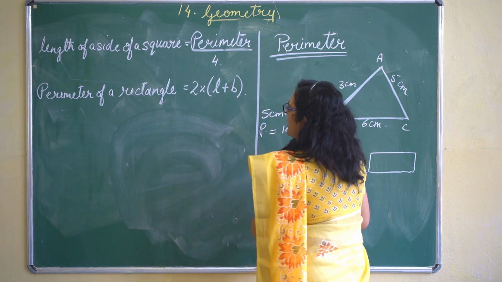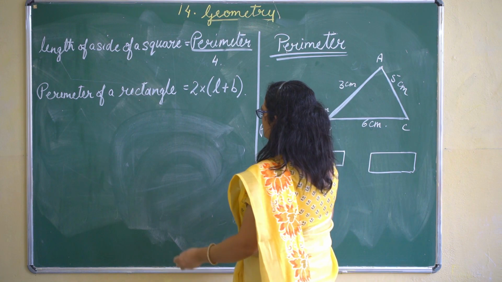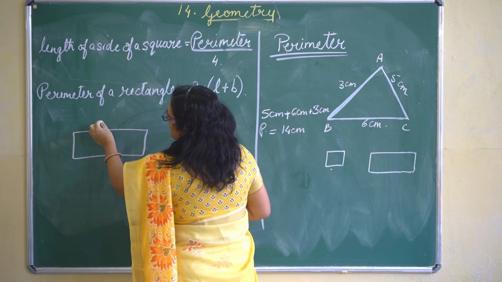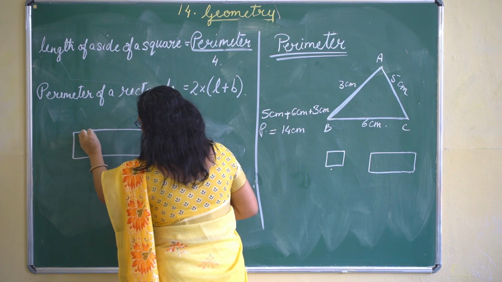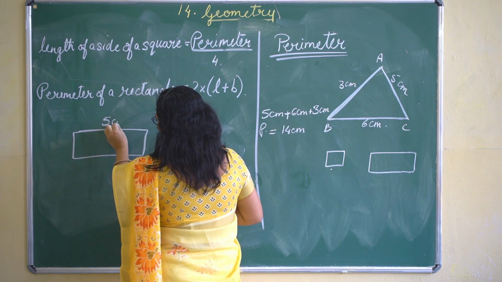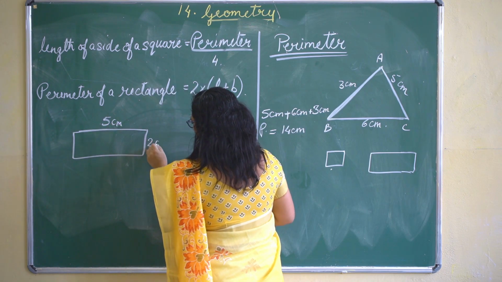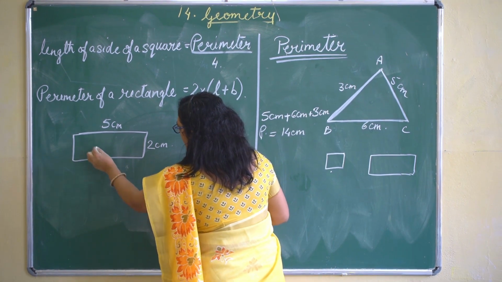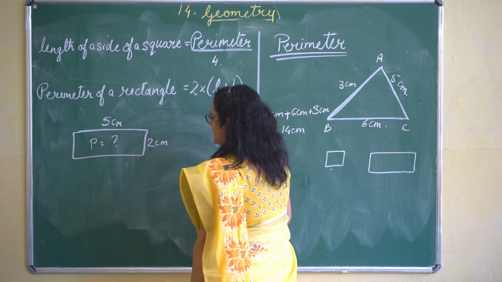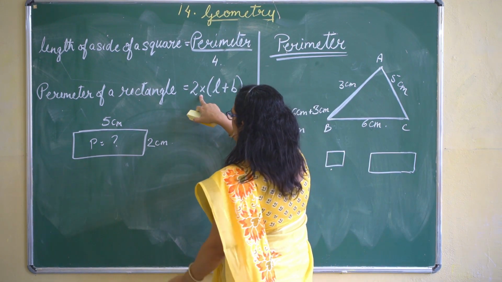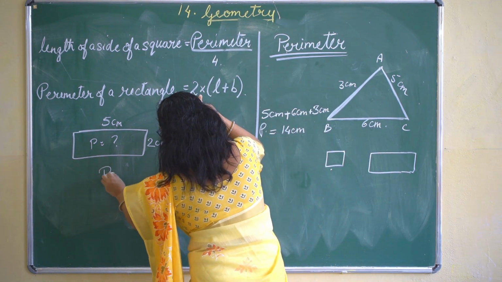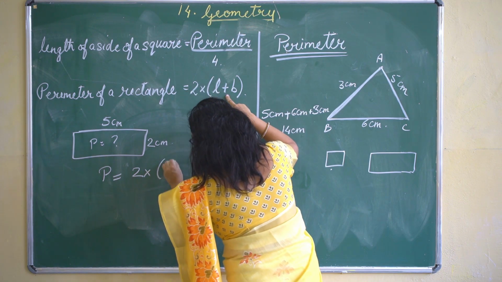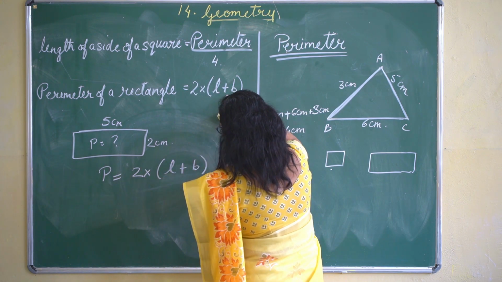If it asks to find the perimeter of a rectangle, this is a rectangle. Length is given, 5 centimeter. Breadth is given, 2 centimeter. And you have to find the perimeter. What is the perimeter of this rectangle? With the help of the formula, perimeter is equal to 2 multiplied by length plus breadth.